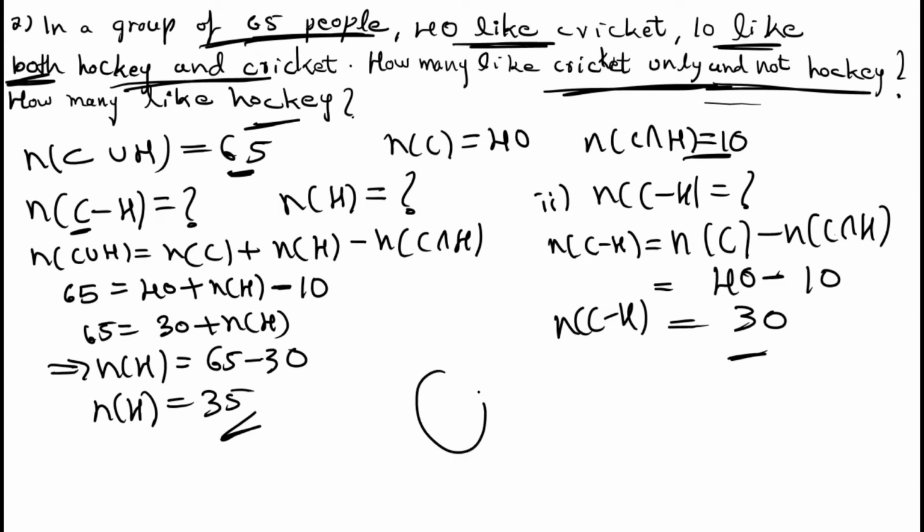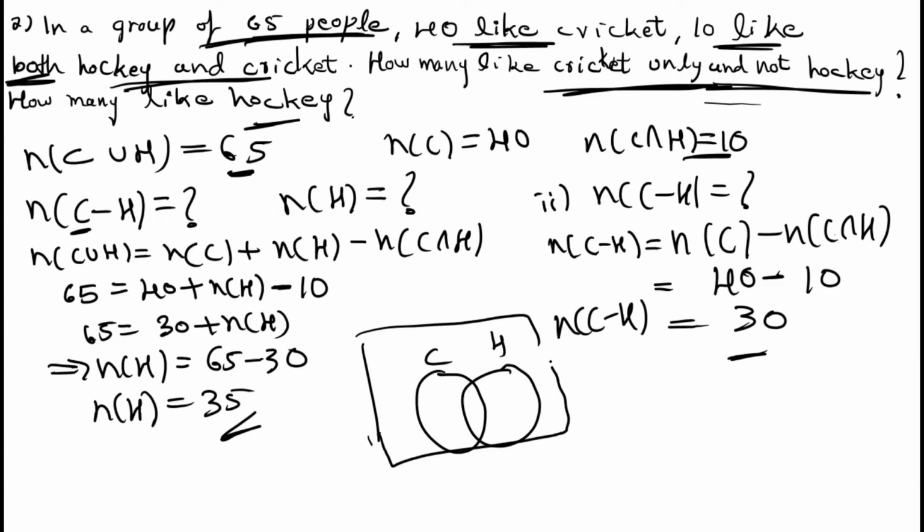If you draw the Venn diagram, take cricket and hockey, then draw the universal set U, represented by a rectangle. First you need to fill the intersection part. Here the intersection is equal to 10. Cricket is given as 40, but 10 is already included, so 30. Hockey is 35, but 10 is already included, so 25.